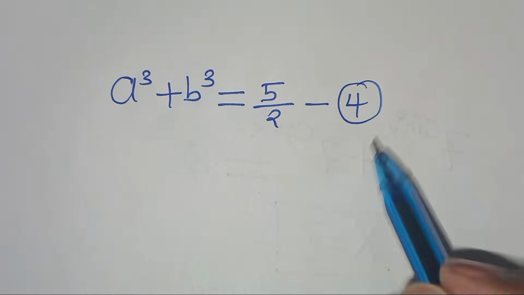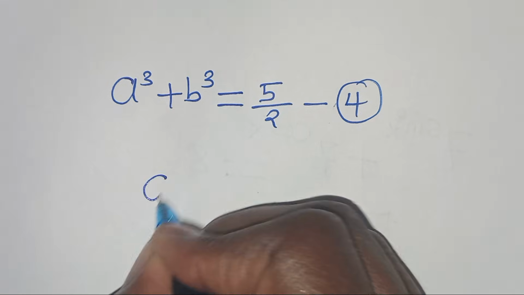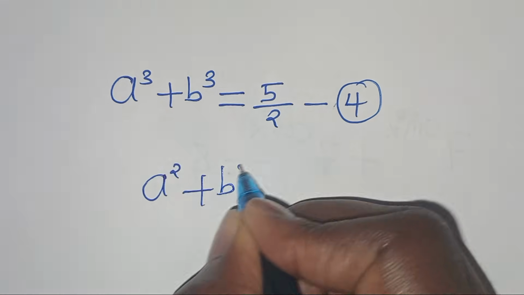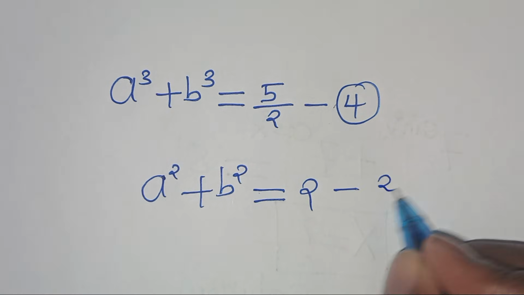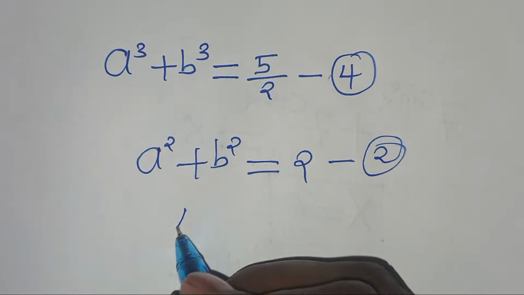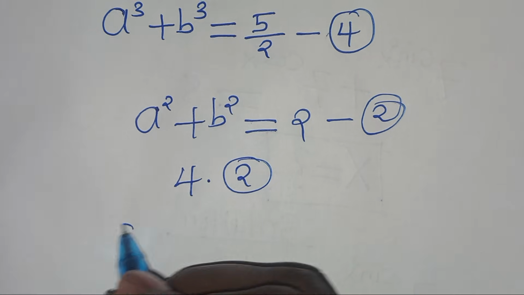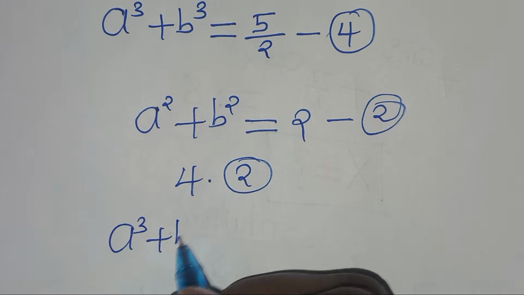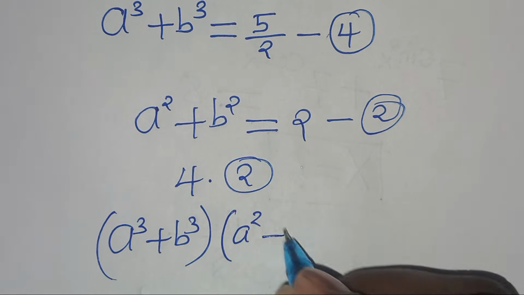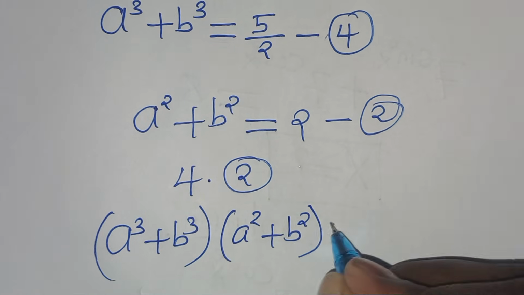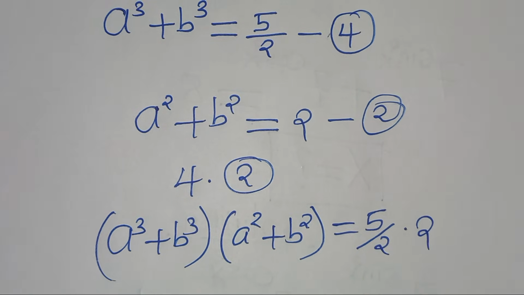Now the next step is to multiply equation 4 with equation 2. Equation 2 is a² + b² = 2. So let's multiply equation 4 times equation 2. So this is (a³ + b³) multiplied by (a² + b²), and this is equal to 5/2 multiplied by 2.